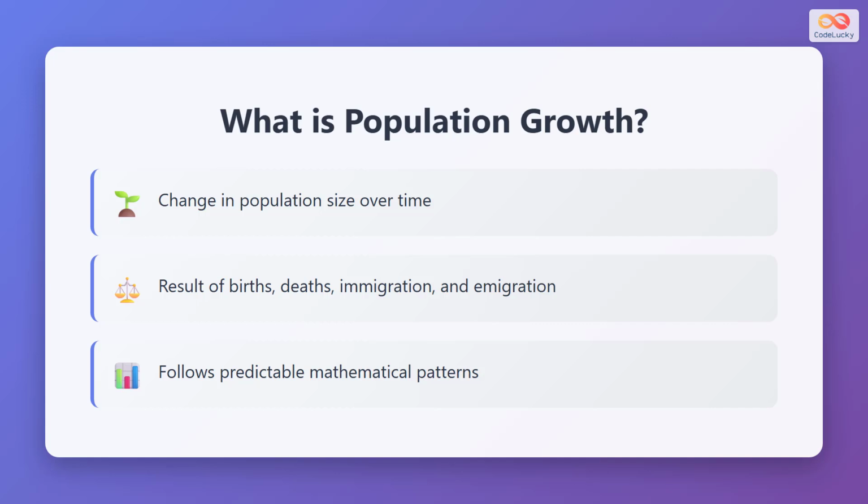Population growth refers to the change in the number of individuals in a population over time. This change is influenced by four main factors: births, which add individuals to the population; deaths, which remove individuals; immigration, where individuals move into the population from other areas; and emigration, where individuals leave the population. When births and immigration exceed deaths and emigration, the population grows. Interestingly, population growth often follows predictable mathematical patterns that scientists can study and model.